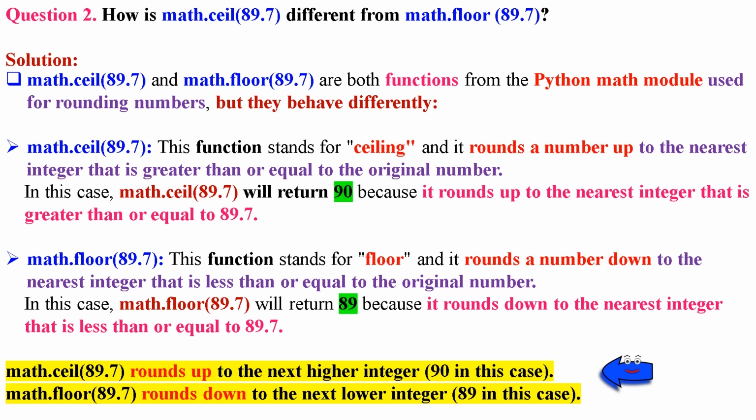So let's recall, math.ceil of 89.7 rounds up to the next higher integer, 90 in this case. Math.floor of 89.7 rounds down to the next lower integer, 89 in this case.